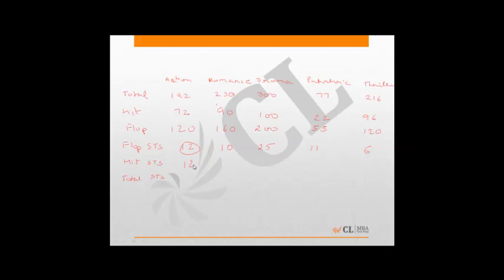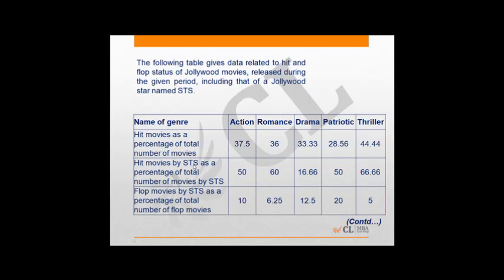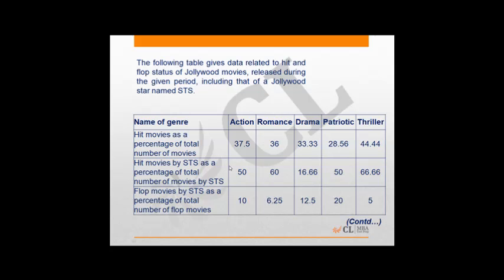So he did a total of 12 hit movies. Similarly, we have to calculate the other hit movies in the other genres. 60% hit he has in romance. So in the romance genre he has a total of 10 flop movies. Since he had 60% hit movies, he must have 40% flop movies. That means this 10 figure should be equal to 40% of his total movies. So 60% of his total movies will turn out to be 15.